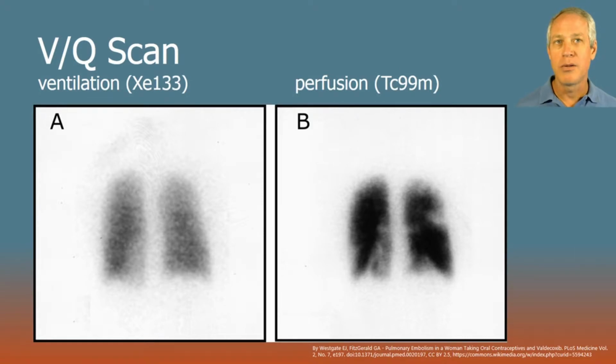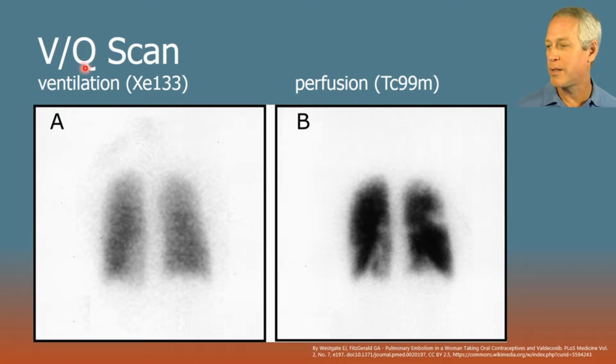Okay, so there's two main ways to diagnose pulmonary emboli. There's the old school way of VQ scan, and there is the new way of pulmonary angiogram, but I'll show you in a sec. So VQ scan is V for ventilation, Q for perfusion.